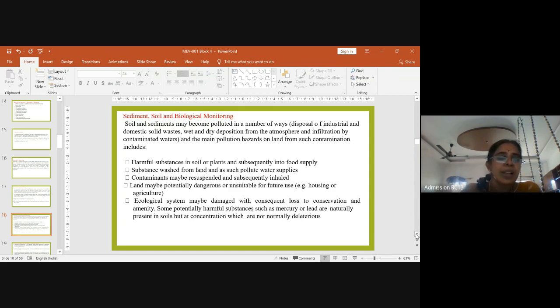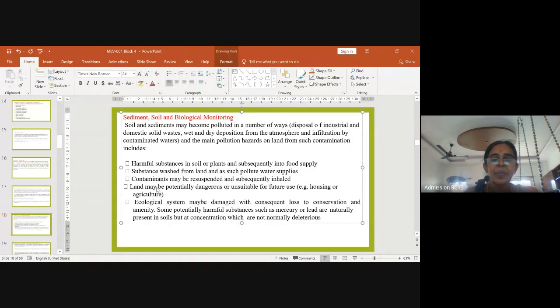The next one is sediment, soil and biological monitoring. Similar to air and water, the soil and the sediments. Sediments means the solid substance which settles at the bottom of aquatic habitats. It becomes polluted in a number of ways, and the main pollution hazards on land from such contamination include harmful substances in the soil, and substances washed from the land. Contaminants may be resuspended and subsequently inhaled, and land may be potentially dangerous or unsuitable for future use either for housing or agriculture, and the ecological system may be damaged with consequent loss of conservation and amenity. So this also requires monitoring.